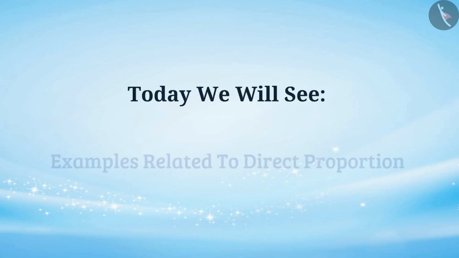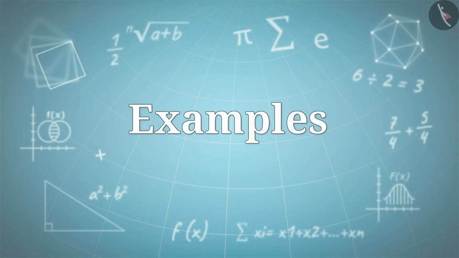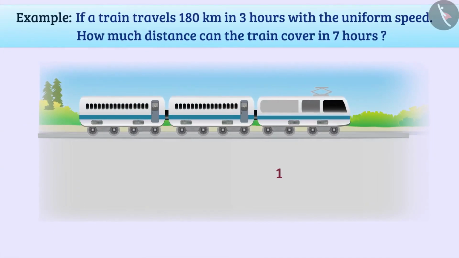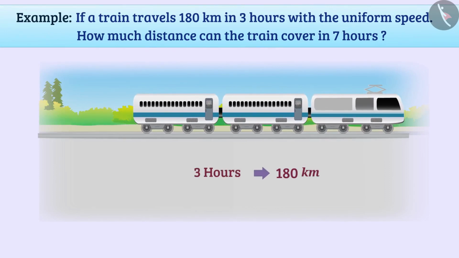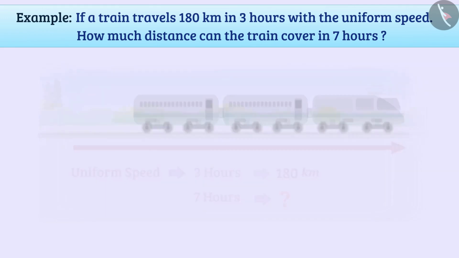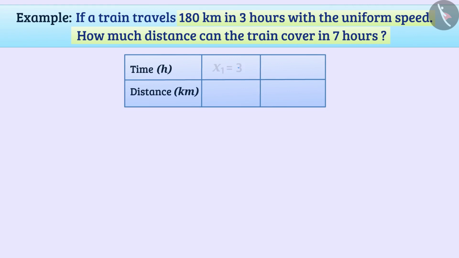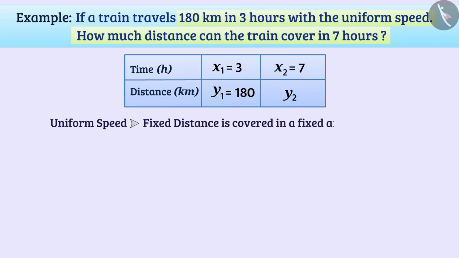Today we will see examples related to direct proportion. If a train travels 180 kilometers in 3 hours with uniform speed, how much distance can the train cover in 7 hours? For the given conditions, we can make a table like this. When the time is 3 hours, then the distance is 180 km. When the time is 7 hours, the distance travelled by the train is y2. Here, uniform speed means that a fixed distance is covered in a fixed amount of time.